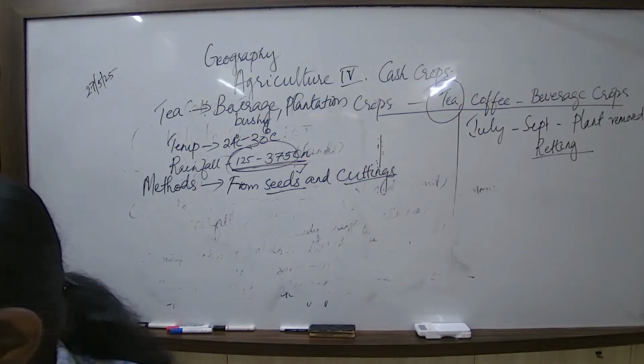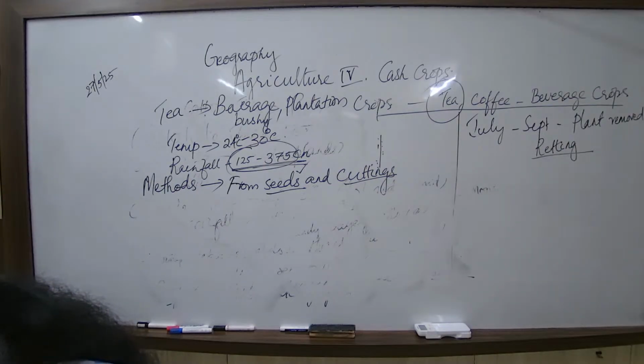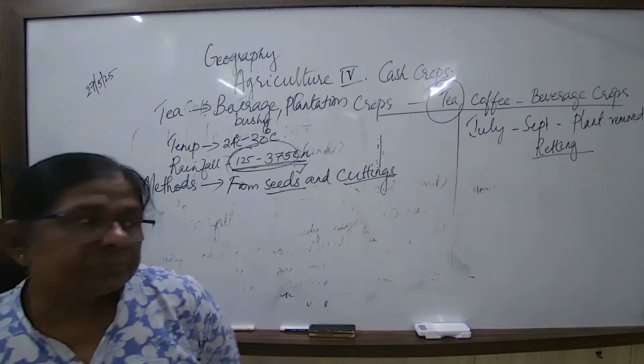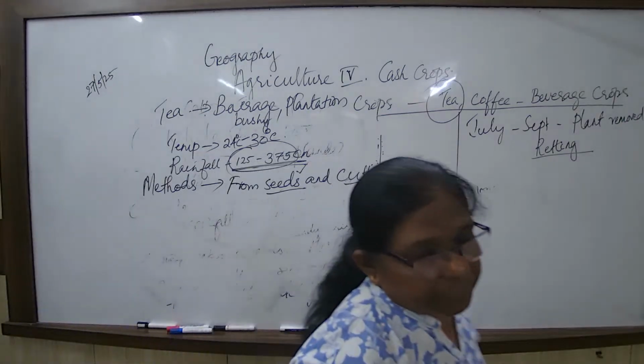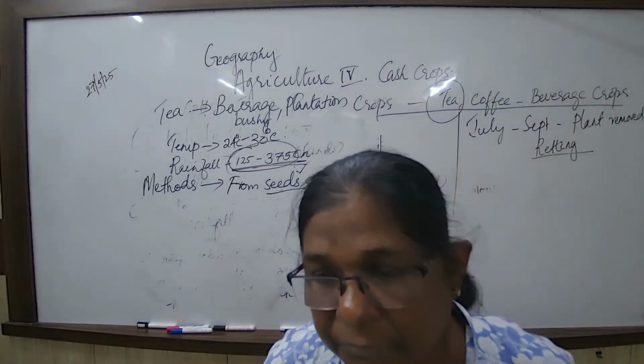Now harvesting. You read harvesting and processing. Processing later. Harvesting is the plucking of leaves. The pruning of the bush starts after 2 years in order to maintain the height and diameter of the plant limited to 1 meter.